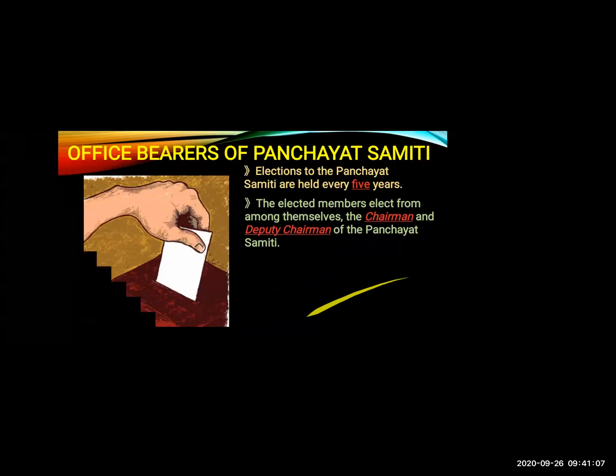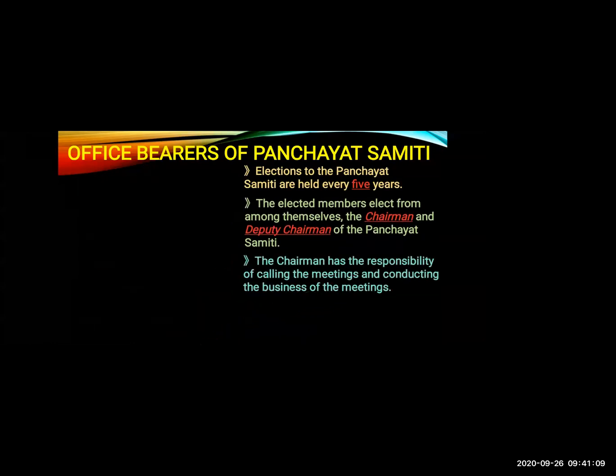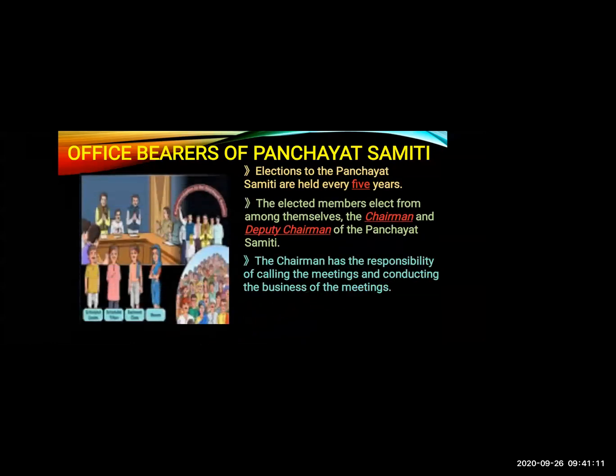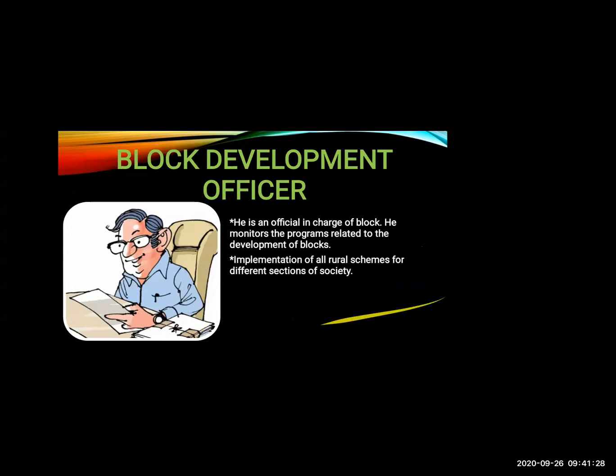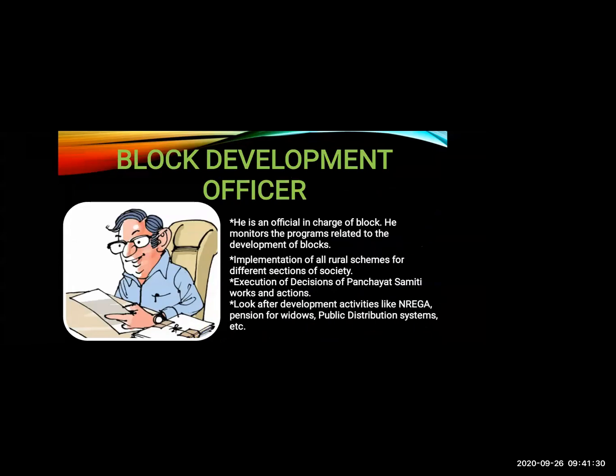Now we have seen elections are held after every 5 years. Chairman and deputy chairman are chosen, and the responsibilities of the chairman and deputy chairman are to conduct the meetings, to do the evaluation of the work which is already done and the work which is to be done. Then we have seen the working and the functions of the block development officer. He is the person who is appointed by the government. Now he acts as a coordinator.